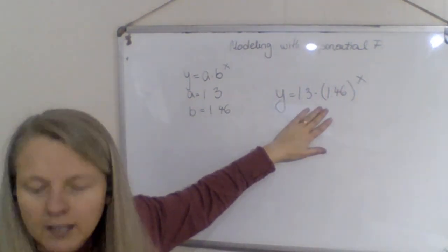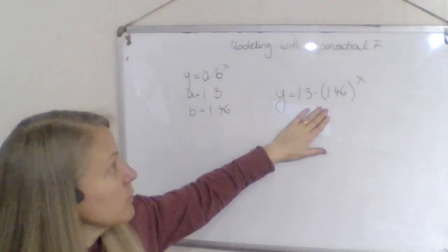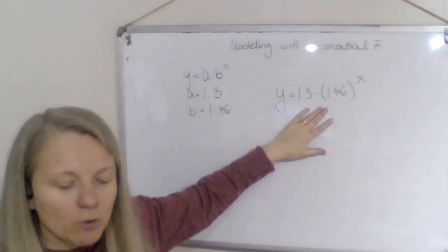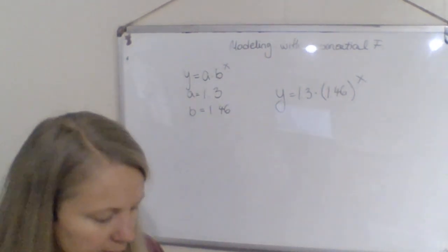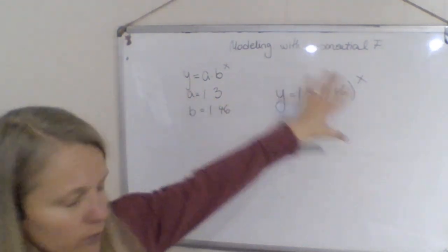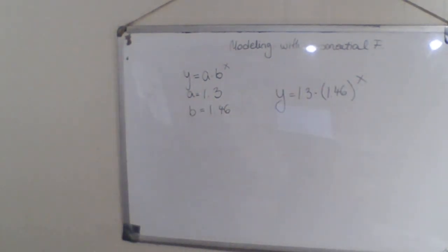So we're skipping all of that work by hand, and we're just going to use stats, edit, put the two lists in L1, L2, go back to stats calc, and go all the way down to 0, which has ExpReg. Use that, and it's going to give you what you need. In our case, that's my model. We are good to go.